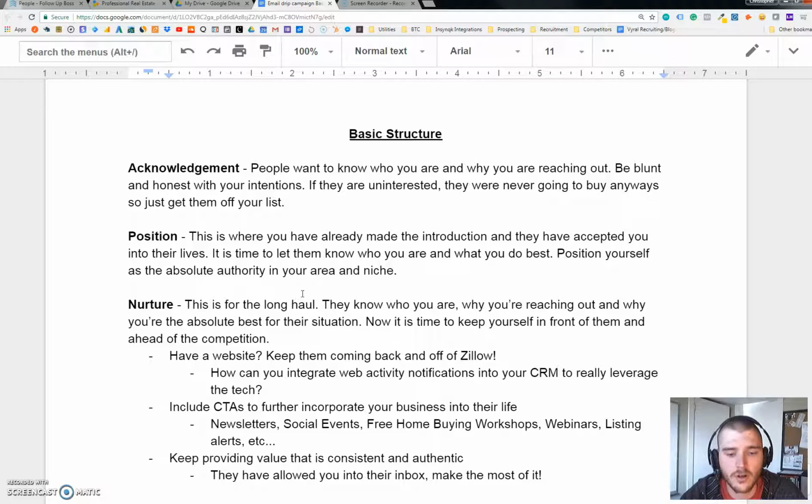And this is for the long haul. This is something that they're going to get every once in a while, maybe once every 3 weeks, every 21 days, and it's just enough to keep your name on top of their mind. Again, you're not going to get a listing agreement from an email. You're going to get a conversation from an email. Just the same as you're not going to get a buyer's agreement from an email. You're going to get a conversation. So keep that in mind.